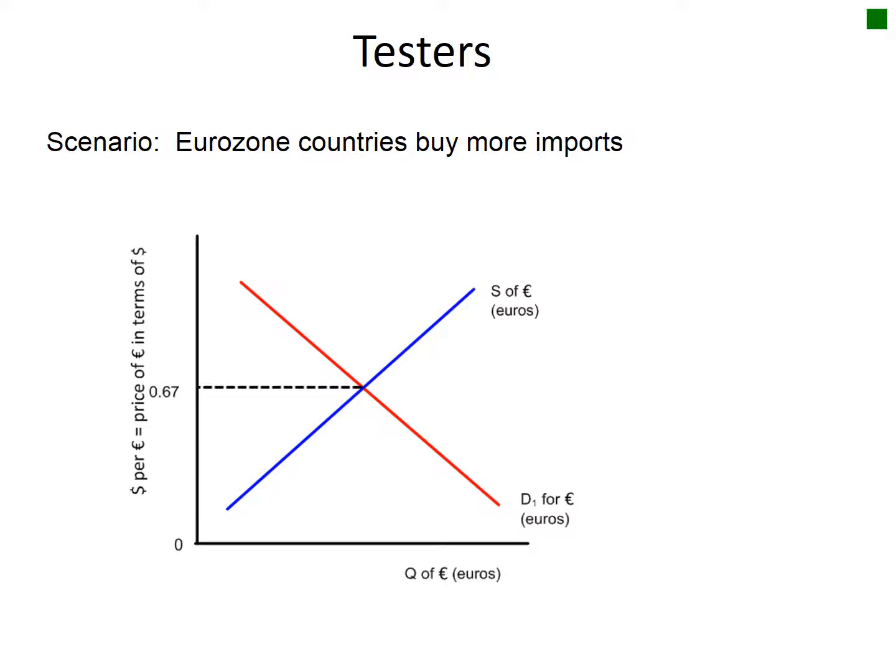So let's look at some testers. Eurozone countries buy more imports. Well, if they buy more imports, they have to exchange, and it's important to know what we're tracking: euros. So European citizens will have to take their euros, put them out onto the foreign exchange market to buy up other currencies. So in this case, we will have an increase of euros, sorry for the colors, hope that's not too confusing, and the currency will depreciate.